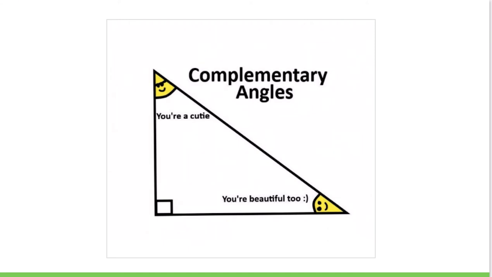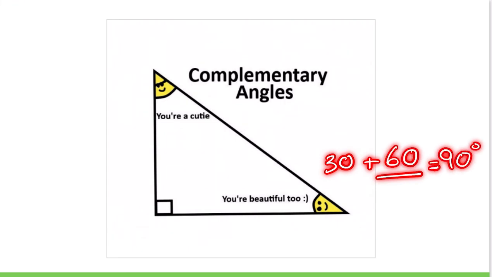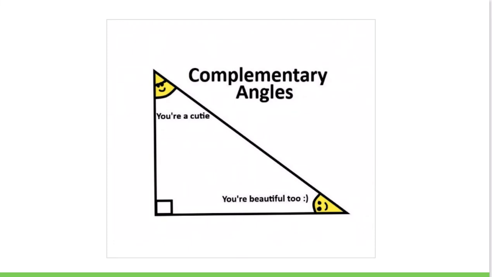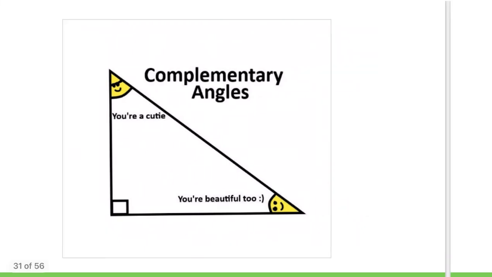You might have looked at it from year 7 to 10, but basically the angles need to add to 90 degrees. So if I have an angle of 30, I need to add something so that it completes it to equal 90 degrees. So in this case, it would be 60. So that's what a complementary angle is.